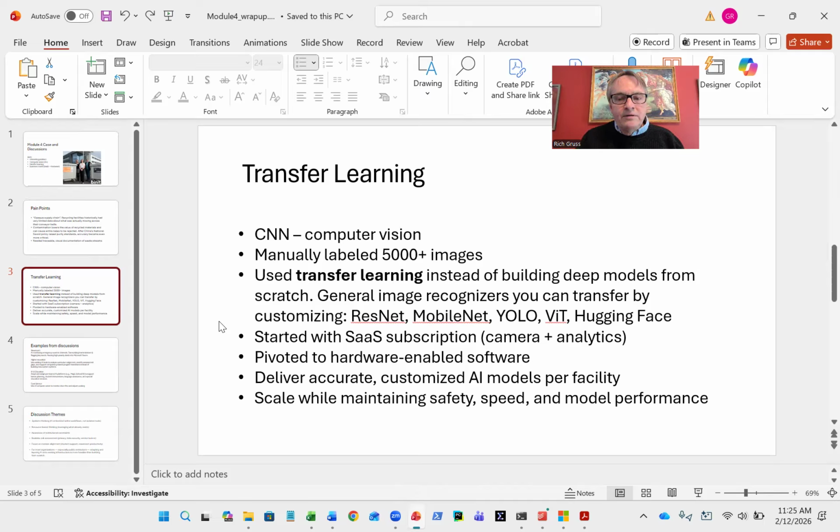Okay, and so of course the priorities are, these facilities needed these custom AI models. There are a lot of different facilities, so the company wanted to be able to scale, to build these things and send them out, and would of course maintain those critical aspects: safety, speed, and model performance.